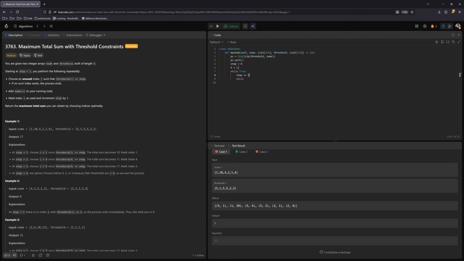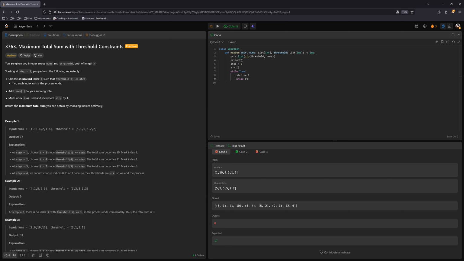Threshold is lesser than or equal to step. What if the threshold is really, really high? Then we really could run out. Yes, but if the threshold is really, really high, then that's not one that we're going to use. I think you're overcomplicating it. No, we're sticking with the plan. Okay. Step plus equals 1.